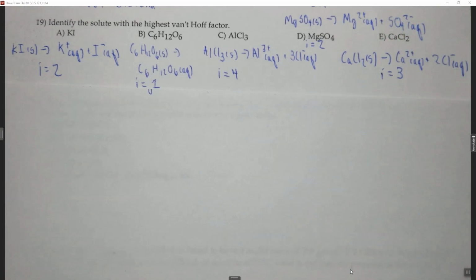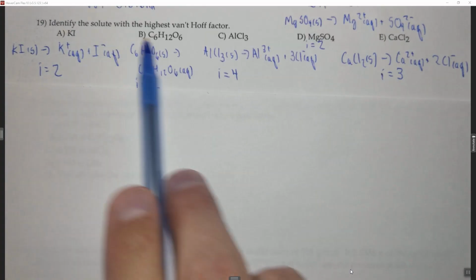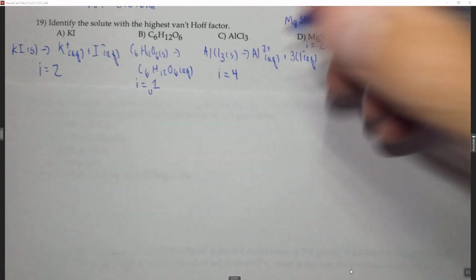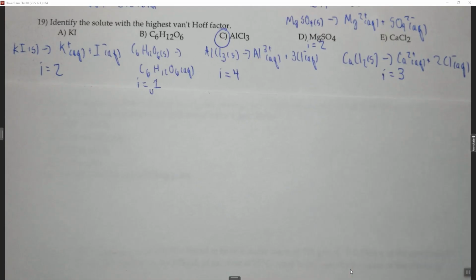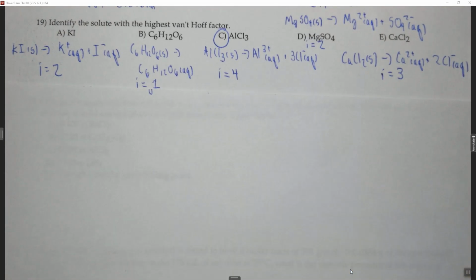Back to the original question that we read quite a long time ago now. It says identify the solute with the highest Van Hoff factor. The one with the highest Van Hoff factor is choice letter C because it's the only one with 4.